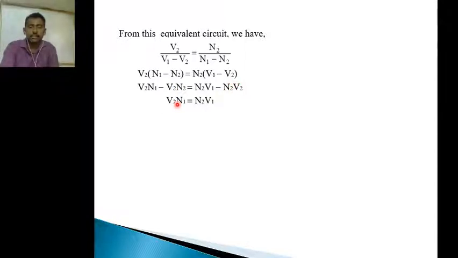So then we get V2 N1 is equal to V1 N2. V1 N2 that equal to V2 by V1 equal to N2 by N1. That is the transformation ratio.